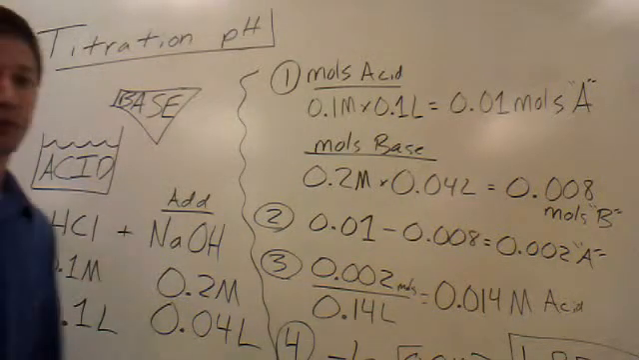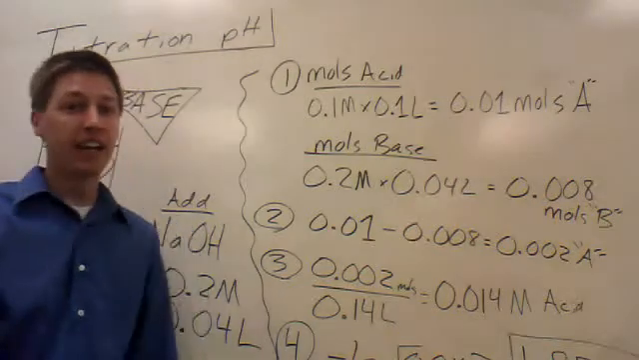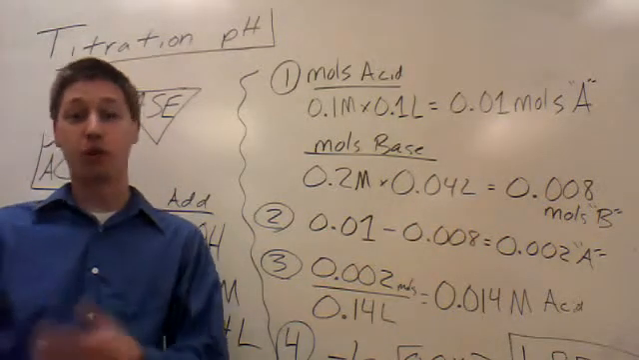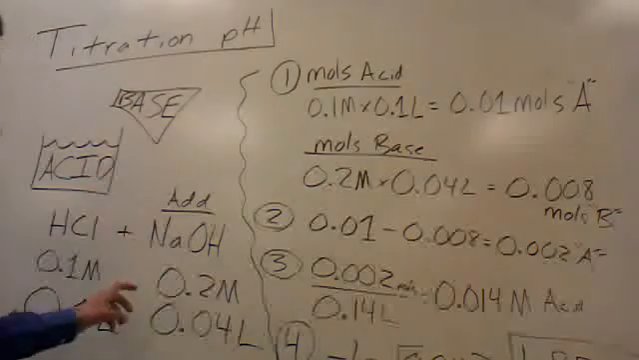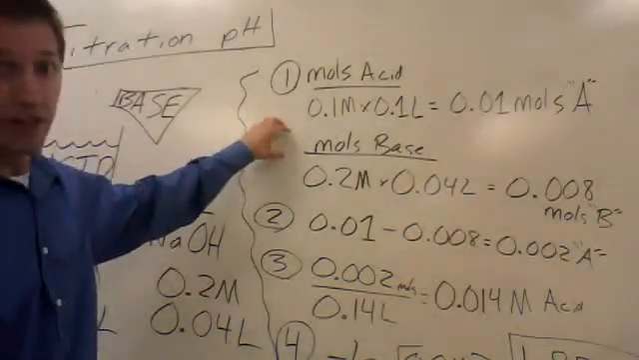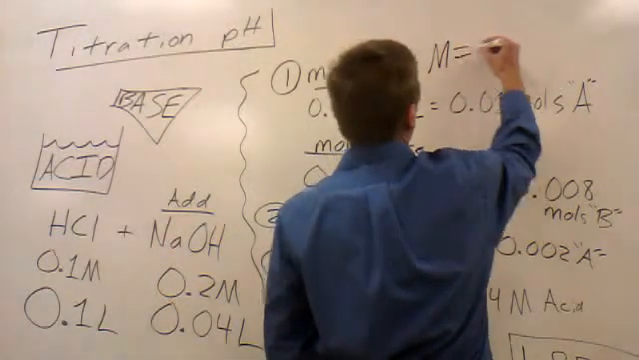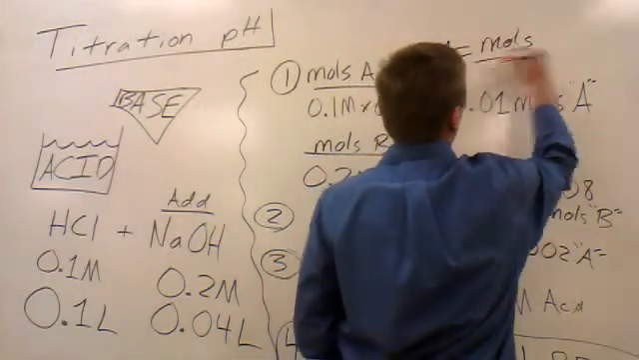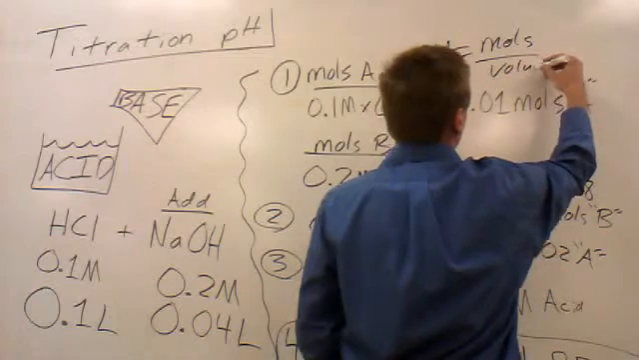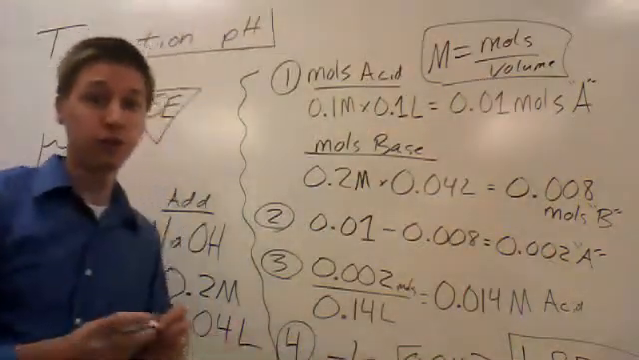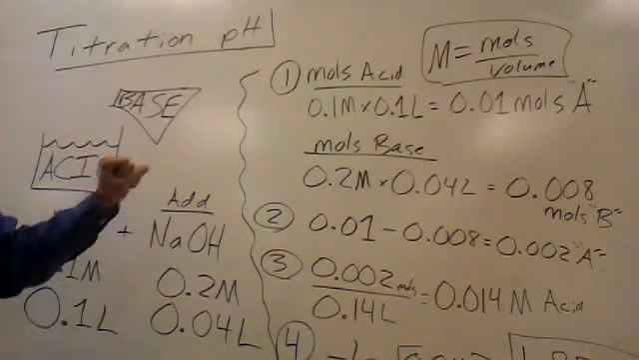And this really is just a stoichiometry problem. Instead of finding moles through grams divided by the molar mass, we are finding out how many moles we have by using our molarity equation. Again, our familiar molarity equation: molarity equals moles over volume. So this is the equation we keep going back to, to find the moles when we deal with solutions. Here we're dealing with solutions with acids and bases.